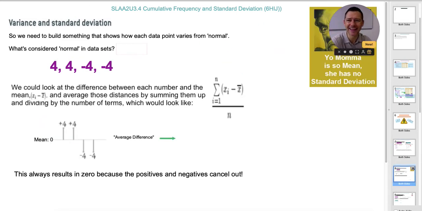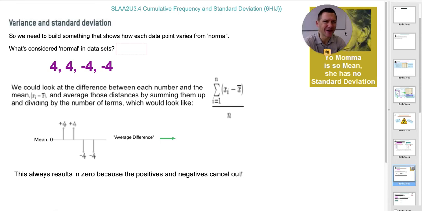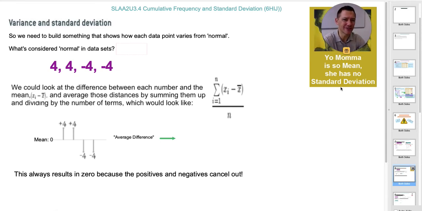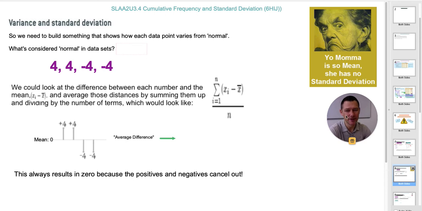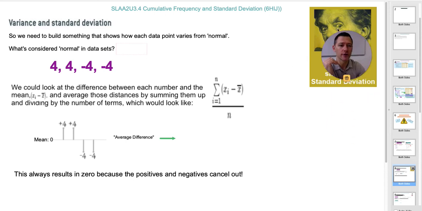And if my face is in the right spot. Yo, mama's so mean, she got no standard deviation. If you have no standard deviation, you have no fluctuation from the mean, so you're very average.